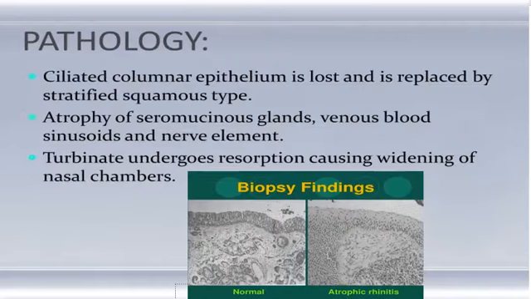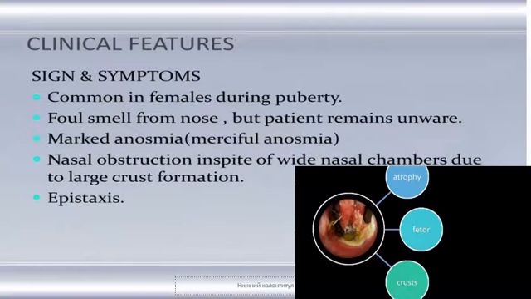In the pathology, during the biopsy, we can see there is absence of cilia. The ciliated columnar epithelium is lost and is replaced by stratified squamous type. There is atrophy of seromucinous glands, venous blood sinusoids, and nerve elements. The turbinate undergoes resorption, causing widening of the nasal chambers.